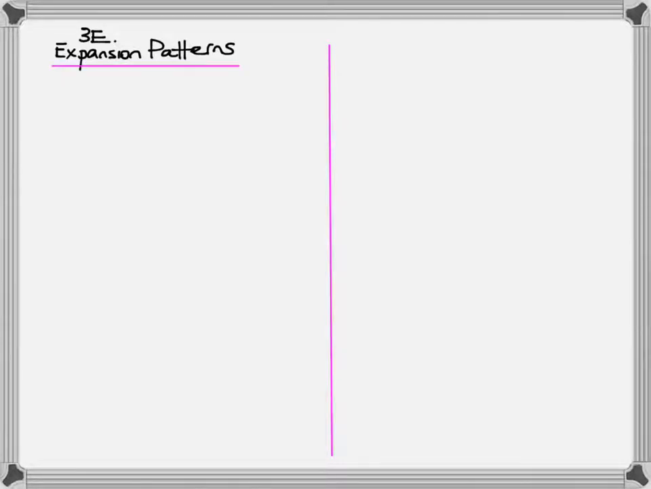We're going to have a look at an area in maths in the algebra topic called expansion concepts. The first one we're going to look at is called the difference of two squares, and it's within this expansion patterns section. Let's see what we mean by the difference of two squares.